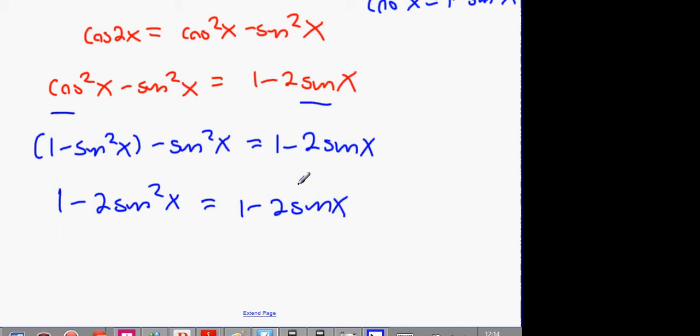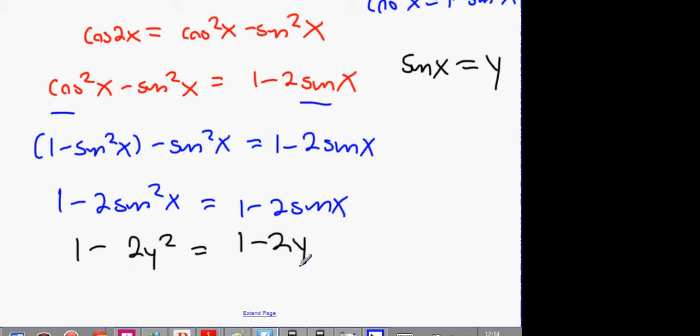Forget that it's a trigonometric function. Replace sine x with any letter you want. I'm going to use y. This becomes this equation here. And the great thing is we all know how to solve an equation like that. It's going to turn into 2y squared minus 2y. And the ones will cancel, won't they?